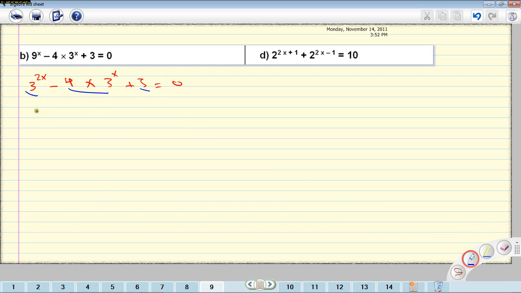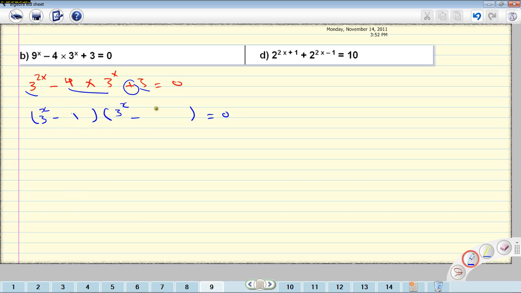I'm going to factorize it as 2 brackets. So 3 to the power of 2x is simply 3 to the power of x times 3 to the power of x. The sign here is positive, so the 2 signs here should be the same: positive, positive, or negative, negative. But take a look at the middle term, it's negative. So the 2 signs here will be negative, negative.